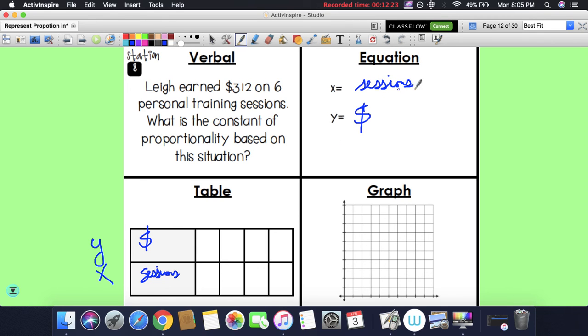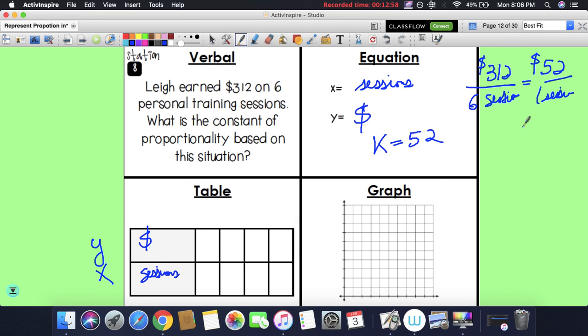And the x is the number of sessions that you're going to hire a personal trainer. So let's write it as a fraction. We get $312 for 6 sessions, which means that each session that you're taking with this trainer is 312 divided by 6 equals 52. So each session that you pay the personal trainer to come over and help you costs you $52. So if that's my unit rate, we right away know what K is, and K is my unit rate, which is 52.